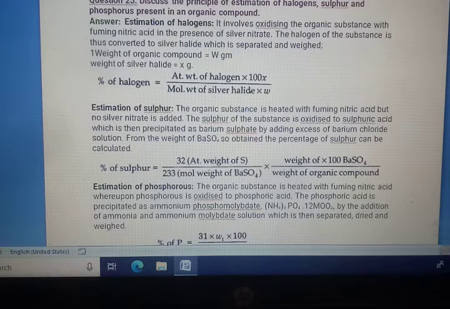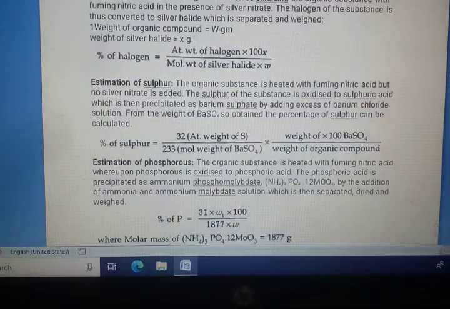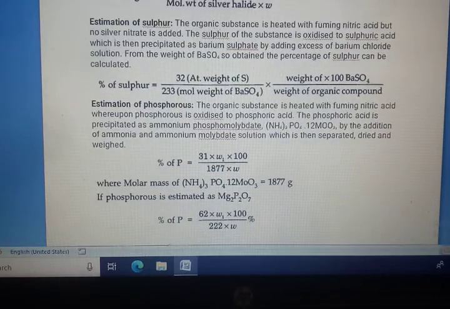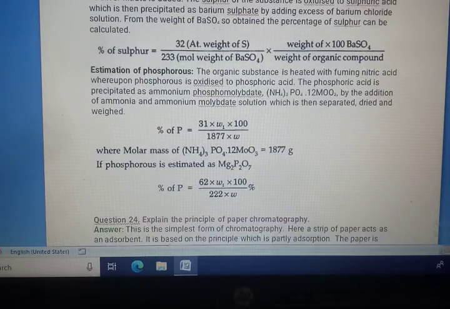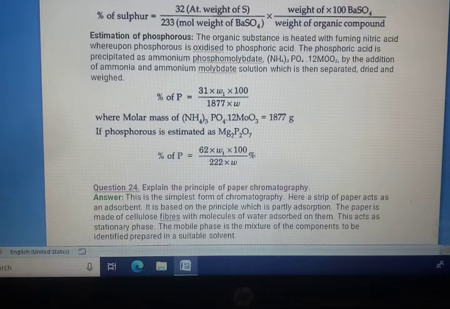Estimation of sulfur. These are all the formulas I have given you to write. If you write the formula, you just have to elaborate these formulas, very easy. The percentage of phosphorus also. If you have remembered, then you remember (NH4)2 P2O7 or PO4, right?